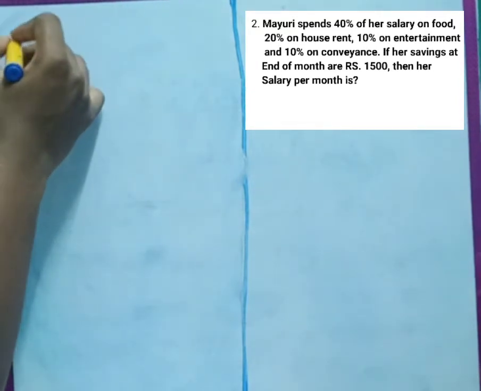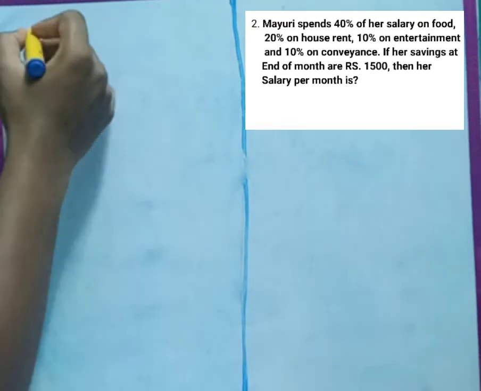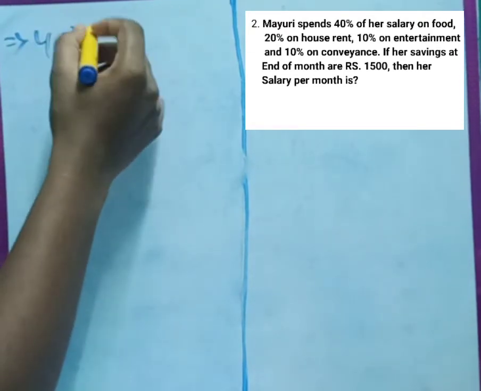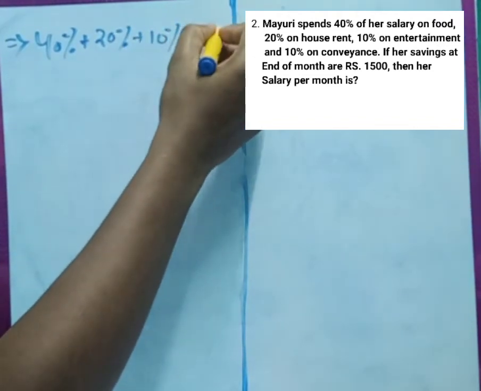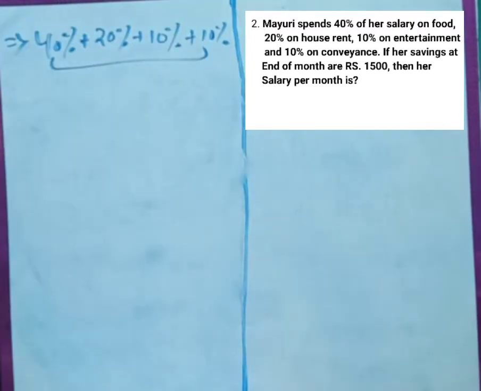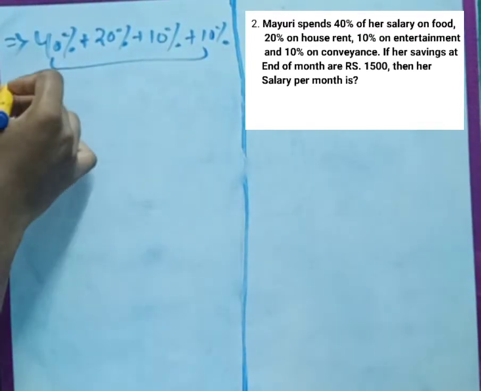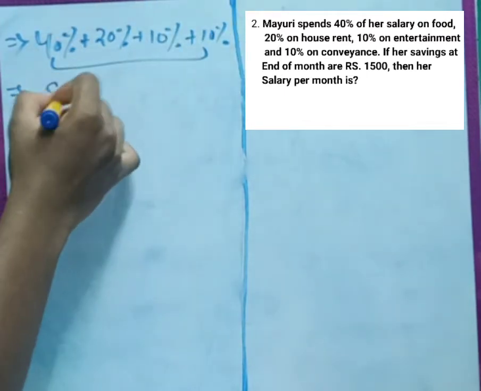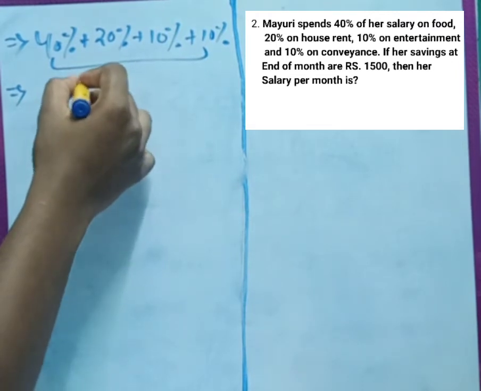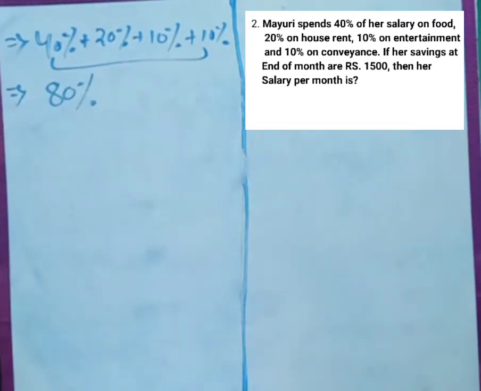So here in this question we can clearly say that 40% plus 20% plus 10% plus 10% is her monthly expenses. So total how much is she spending per month? 40 plus 20 is 60, 60 plus 10 is 70, 70 plus 10 is 80. So her monthly expenses in terms of percentage is 80%, right? If her monthly expenses is 80%, what is the savings of Mayuri? Obviously 20%, right? 100 minus 80 is 20%, right? So 20% is her savings, right?